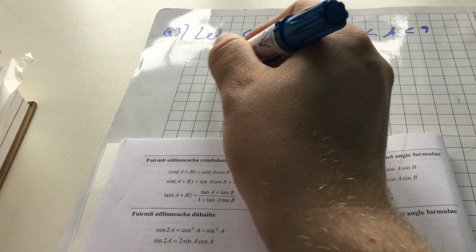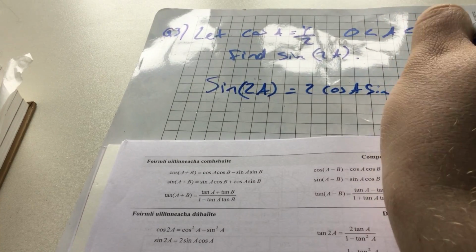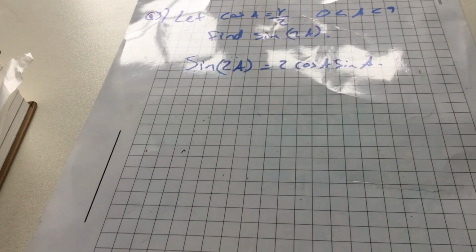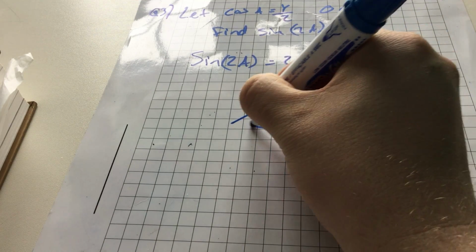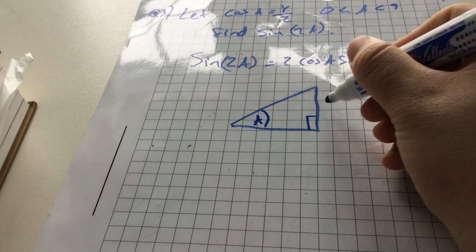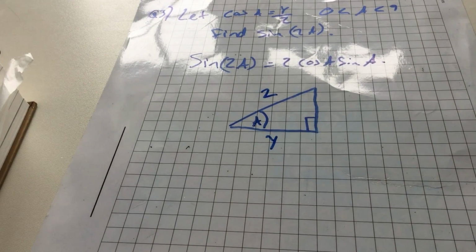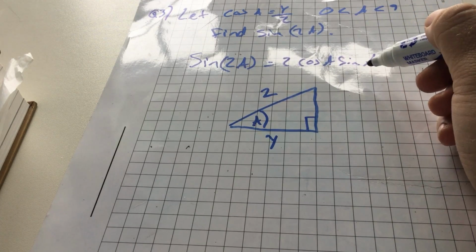Okay, so sine 2A equals 2 cosine A sine A. Okay, now I obviously have cosine A, but I need to find sine A. Okay, now those of you who do applied maths will have done this a lot. If I know cosine A is y over 2, that means adjacent over hypotenuse is y over 2. Now what I need to do is work out the opposite so I can work out sine A.